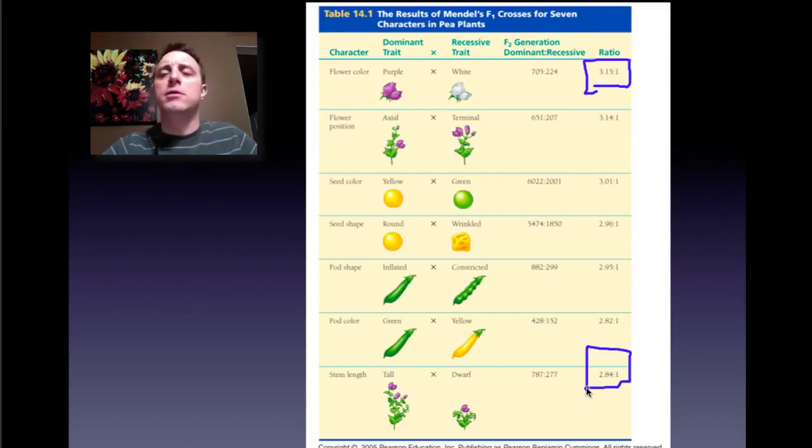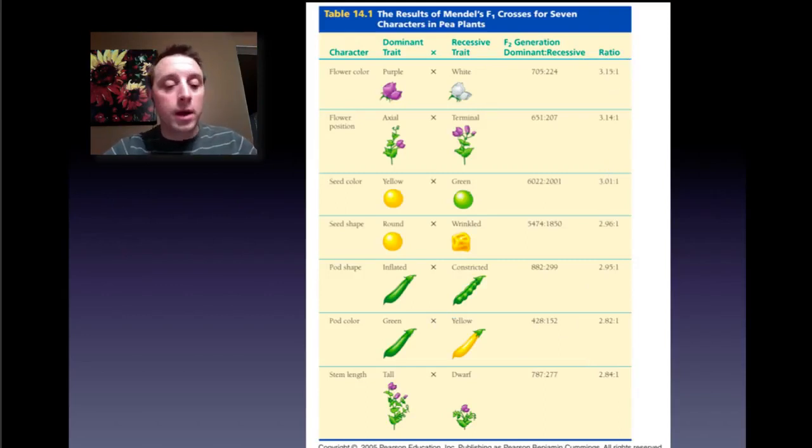So it's all very, very close to a 3-to-1 ratio. So it all seems to be following the same basic pattern. Okay, the dominant trait is visible in the F1, only that trait's in the F1. In the F2, the recessive trait comes back in about 25% of the offspring.